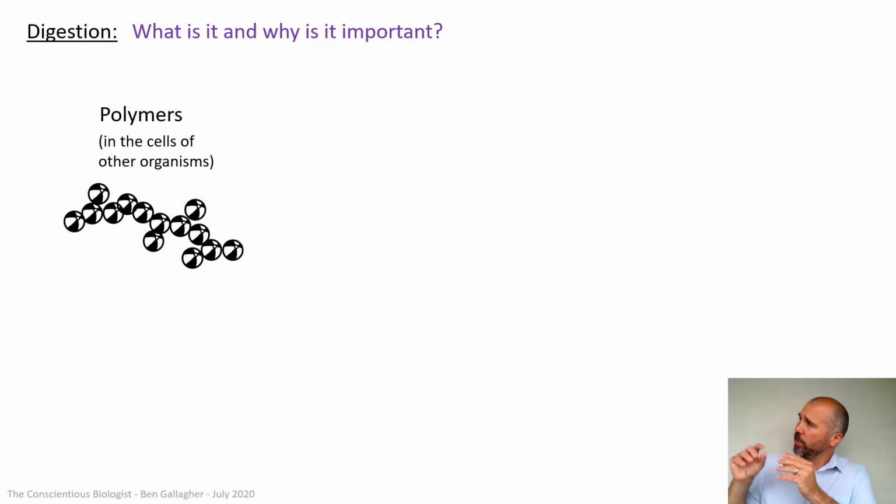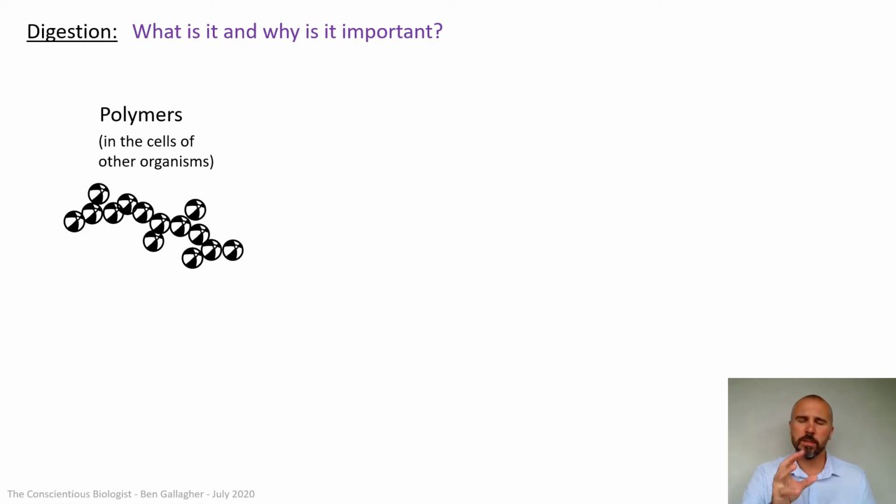So over there you'll see I've created a polymer. I've stuck a load of those little beach ball symbols together. That polymer would be loads of the units stuck together. So that might be a protein where the units, remember, are amino acids. It could be a carbohydrate where the units, each one of the beach balls, is representing glucose. It might be DNA where each one of those units is representing a nucleotide.